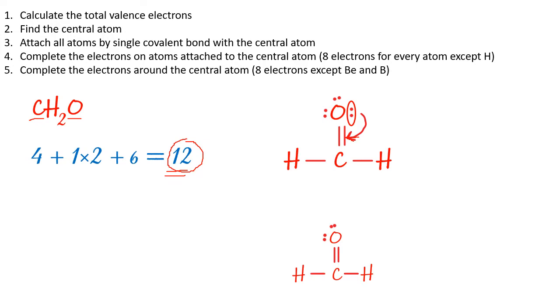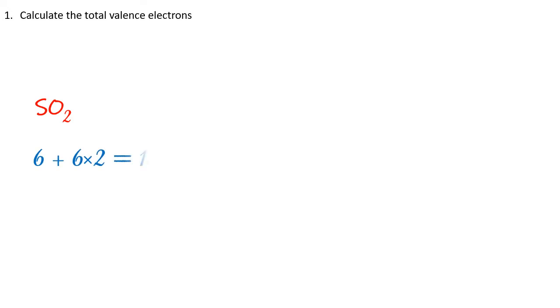Okay friends, now move to next example. Okay friends, now we have another example, SO2. Now this example covers all the discussion which we have already done in our previous examples. Here we shall use the same 5 steps. Now step number 1, calculate the total valence electrons. So how many total valence electrons in SO2? 18, because sulfur is present in group number 6, so there are 6 valence electrons. Oxygen is present in group number 6, 6 valence electrons, but there are 2 atoms of oxygen, so multiply 6 with 2, so total 18 electrons.